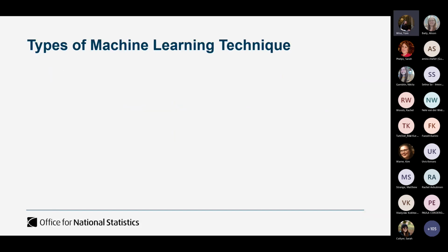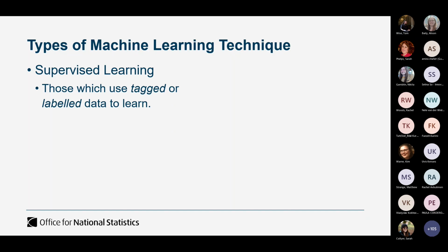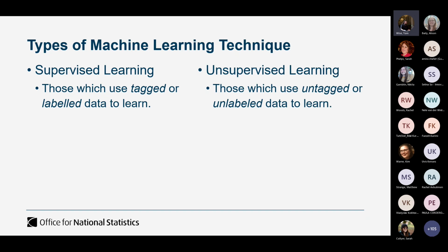So let's come back to the next big question, which is, what types of machine learning do we actually have, and how do these techniques fall under them? For most machine learning techniques, we can group them into two types: supervised learning, those which use tagged or labeled data to learn and develop, or unsupervised learning, those which use untagged or unlabeled data to learn and develop further. The fundamental difference between these two learning approaches is the nature of the data provided into the model.